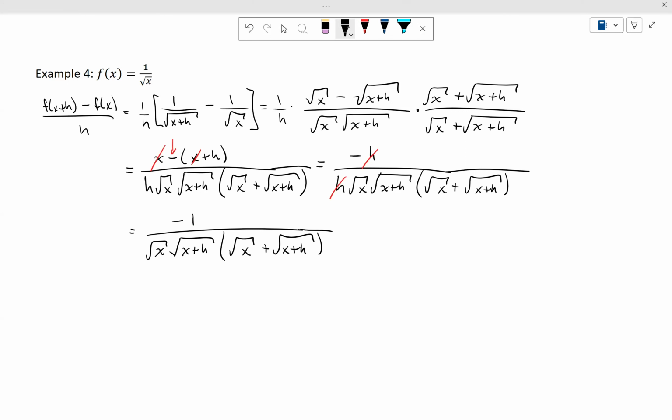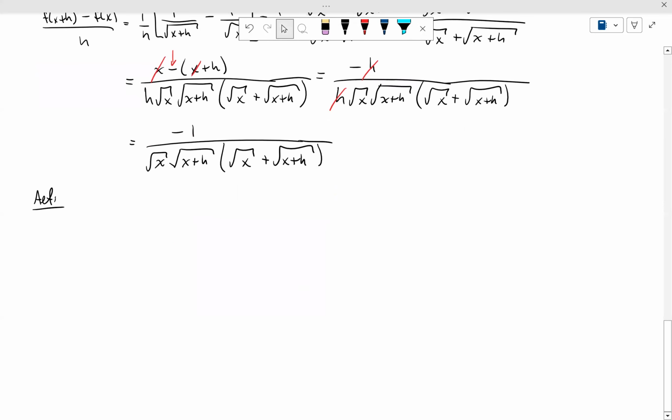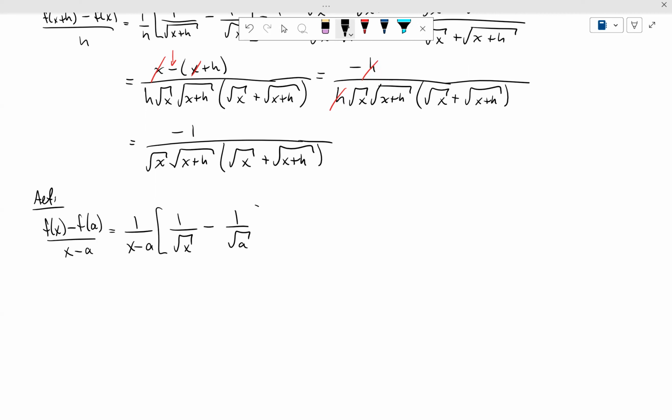Let's do the alternative form now. So this is f of x minus f of a all over x minus a. Okay, so I'm going to put that 1 over x minus a out front. Here we'll have a 1 over root x minus 1 over root a. Now you'll notice a lot of these difference quotients, there's a lot of similarities, just how the notation started changes things along the way, but it's roughly the same idea.